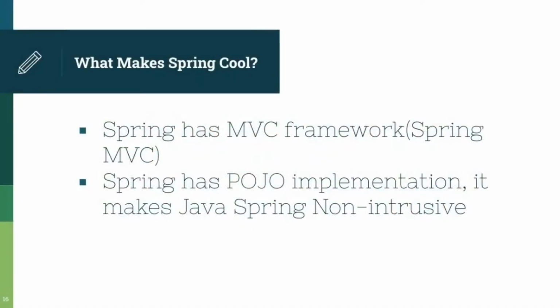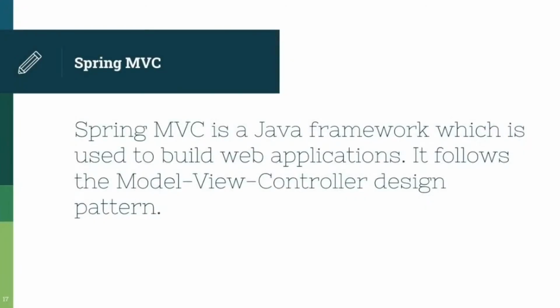Next part is about what makes Spring cool. We found two cool things in Java Spring. Firstly, Spring has an MVC framework called Spring MVC. In addition, Spring has POJO implementation. Now, let's talk about Spring MVC first. Spring MVC is a Java framework that is used to build web applications. It follows the model view controller design pattern.